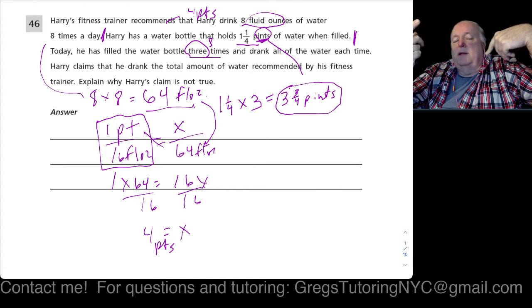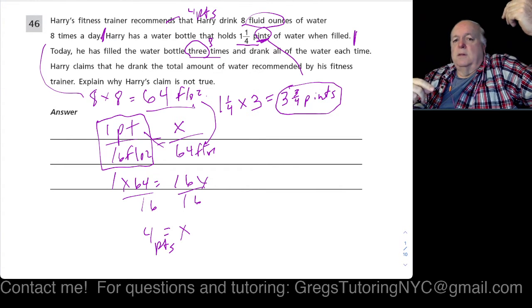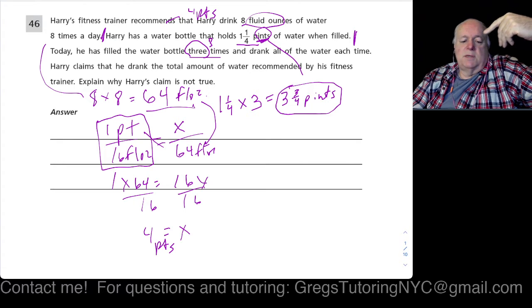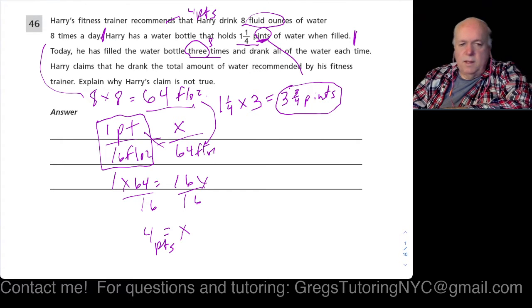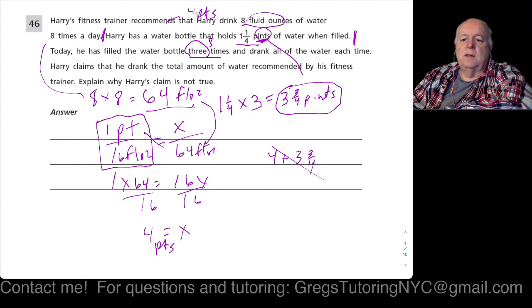Okay, and it's not flipped. Don't think he drank 4 pints and the trainer told him 3 3/4. That's not what this problem says. All right. You are not also taking 4 plus 3 3/4. That is not what that's asking about at all. The trainer's recommending 4 pints, and he drank 3 3/4. That's the end of the problem.